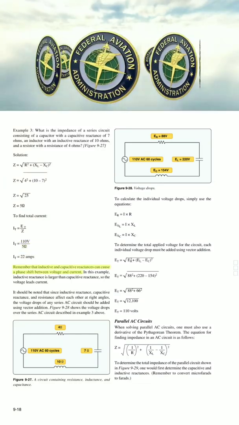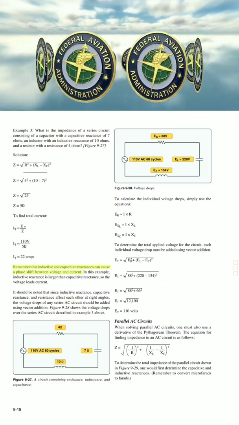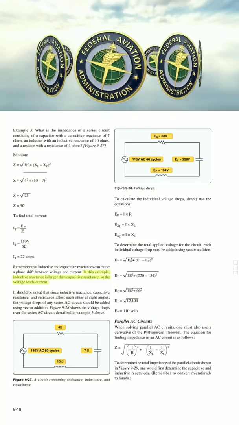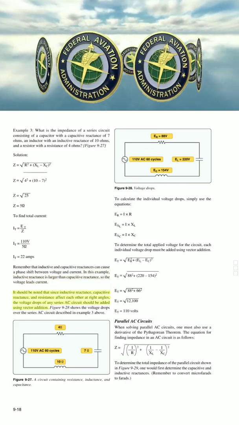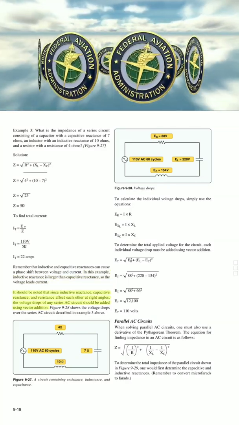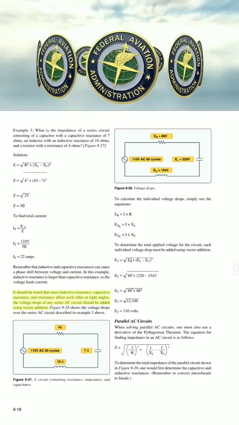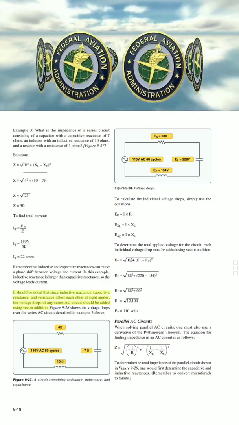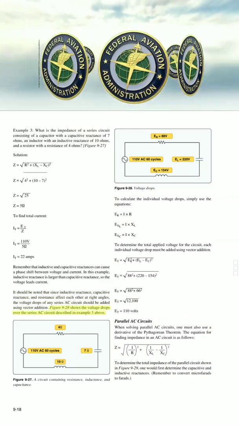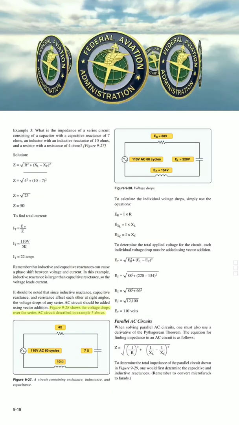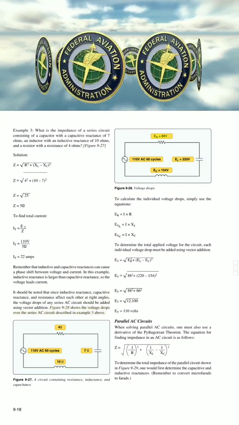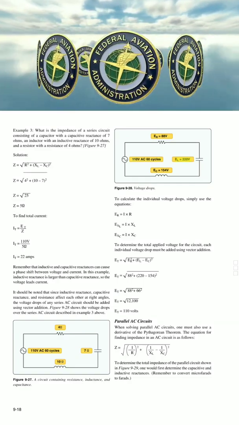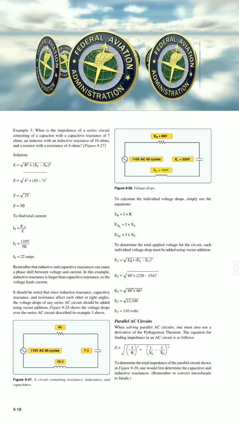Remember that inductive and capacitive reactances can cause a phase shift between voltage and current. In this example, inductive reactance is larger than capacitive reactance, so the voltage leads current. It should be noted that since inductive reactance, capacitive reactance, and resistance affect each other at right angles, the voltage drops of any series AC circuit should be added using vector addition. Figure 9-28 shows the voltage drops over the series AC circuit described in example 3 above. ER equals 88 V. EL equals 220 V. EC equals 154 V.